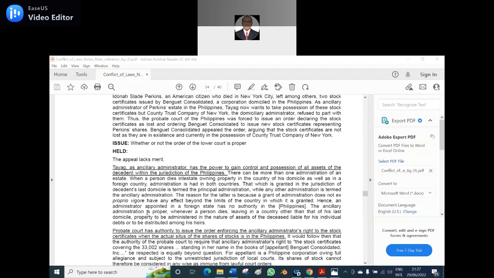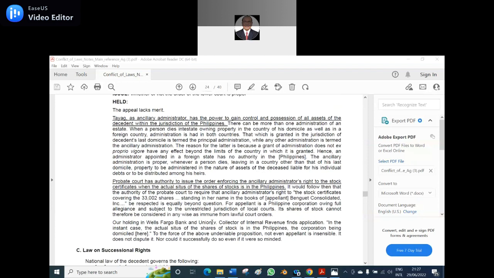The ancillary administrator is proper whenever a person dies leaving property in a country other than that of his last domicile, to be administered in the nature of assets and the deceased's individual debts, and to be distributed among the heirs. So, when the movable property is there, and the deceased died in a particular country where his domicile was, in general that country's law would be applied. So, that is the whole gist.